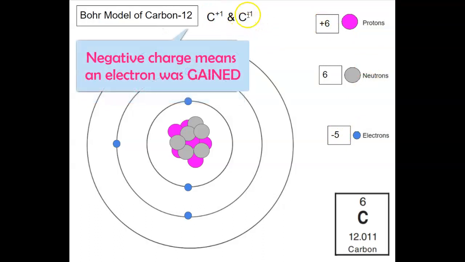Okay, well, let's go back to a neutral carbon. I'll put my 6 electrons there. So positive 6, negative 6 cancels, and that's a neutral carbon.